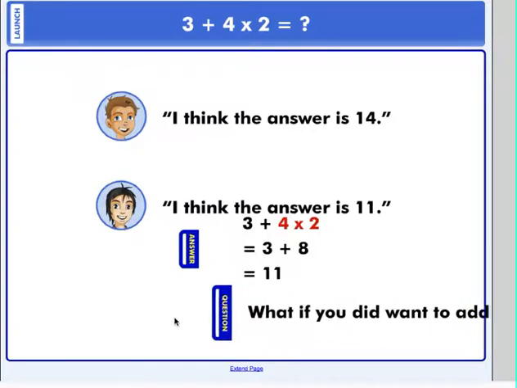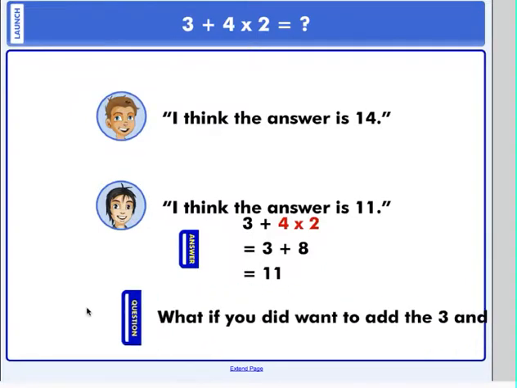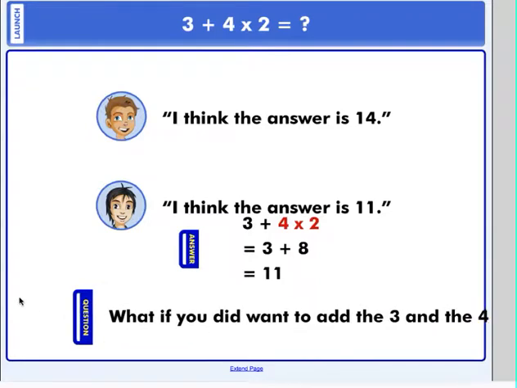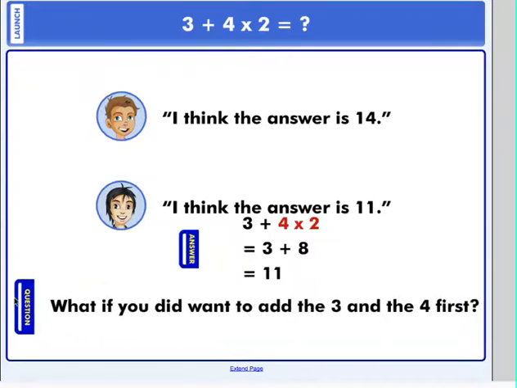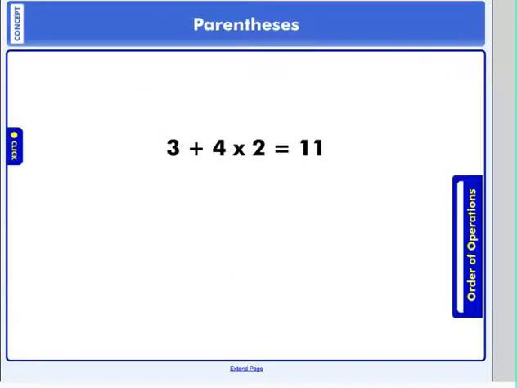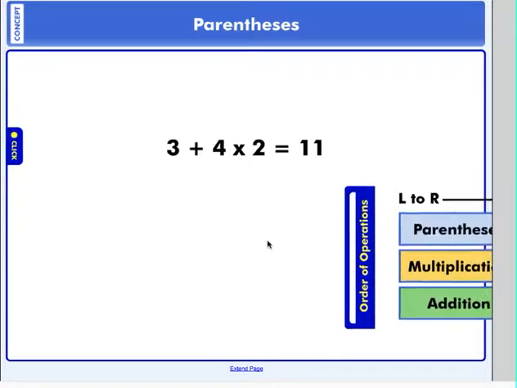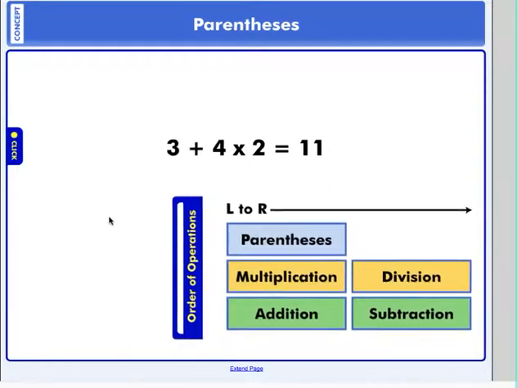But just to remember, what if you did want to add the 3 and 4 first? What do you do? That's when you use parentheses, right? You put the parentheses around the 3 plus 4, because parentheses mean do me first. Well, let's take a look at what those rules are. Okay? We call them the order of operations.